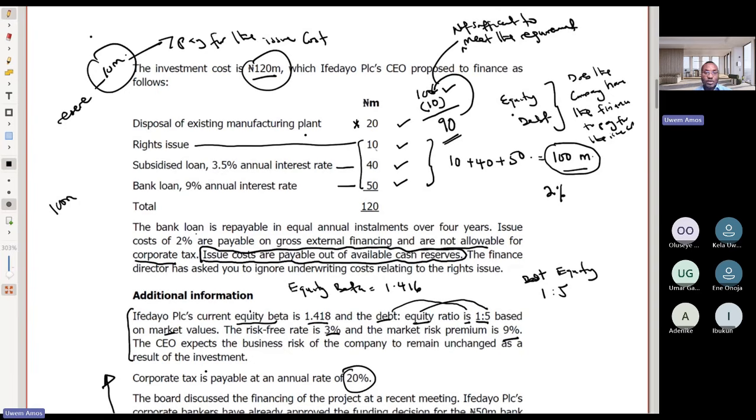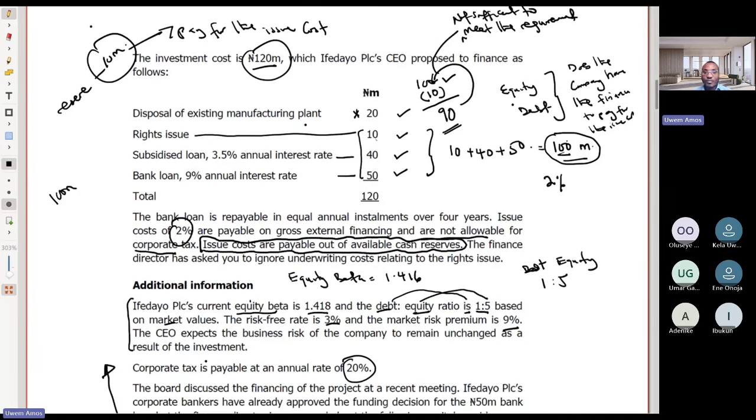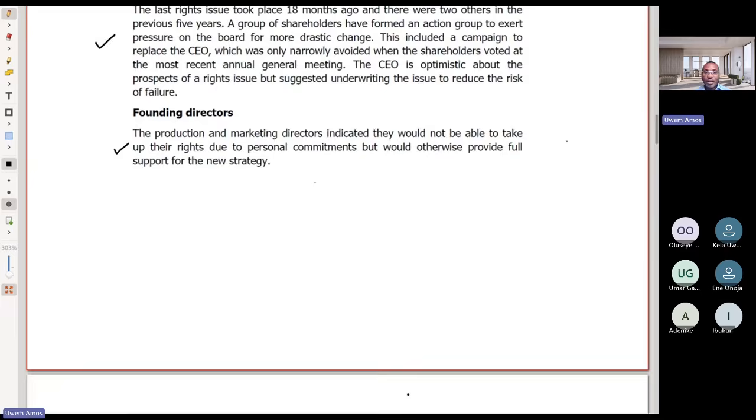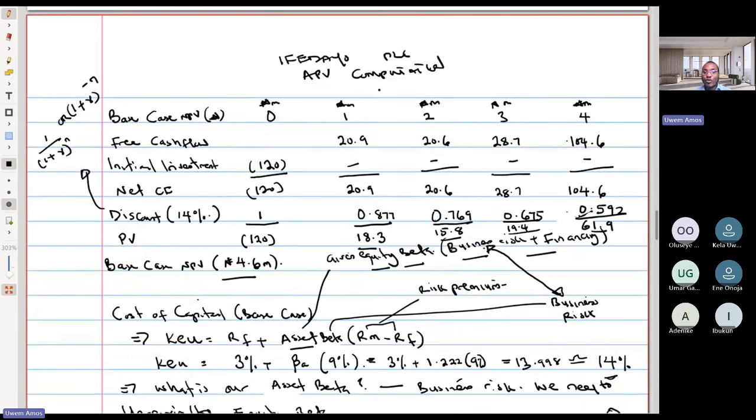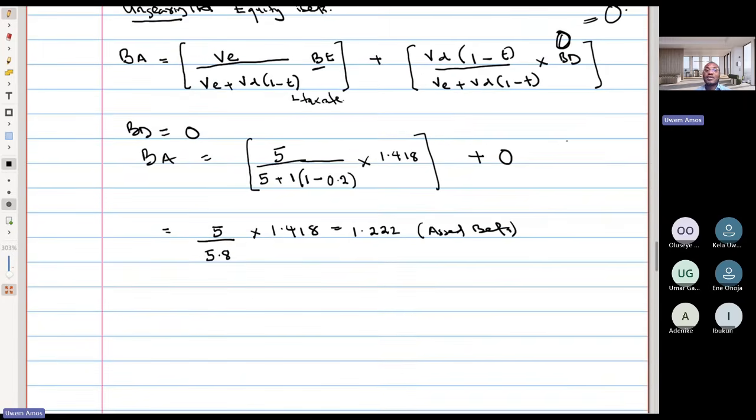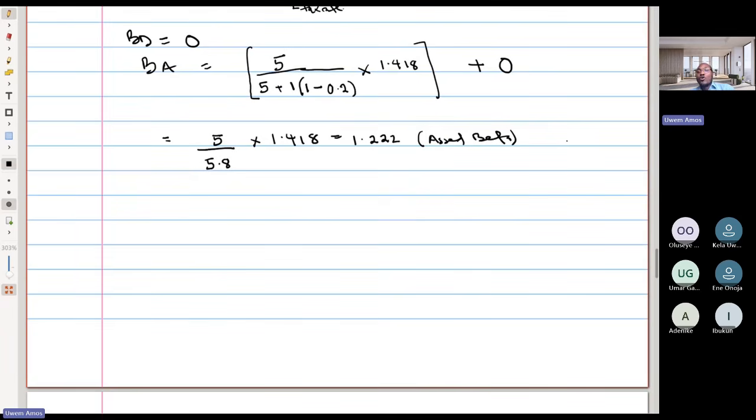So what is the issue cost? 2% on external loan, 100 million. If you have any question on that, please ask, because it's very important you get that point. Otherwise, if you use the wrong amount at that point, all your answers from there going forward will be wrong. If you borrow the wrong amount, all your values from that point going forward would be wrong. So guys, please, if you don't understand the concept of issue cost, please ask.